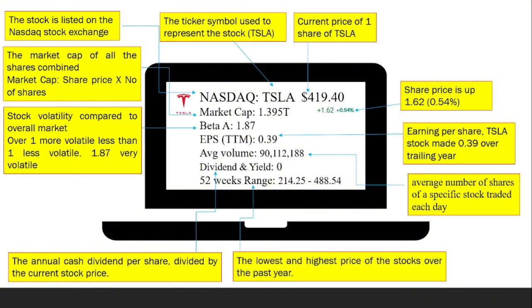The next thing is the 52-week range, which is the lowest and highest of that stock price over the last 1 year, which is 52 weeks.